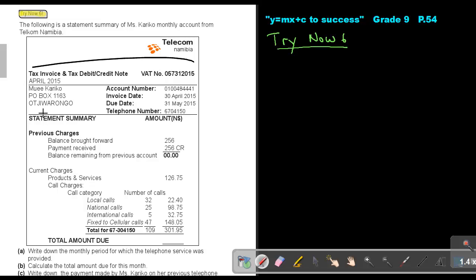It's April. It's Mrs. Kariku. And then this is the due date. It's May. Balance brought forward: it seems she paid everything. She doesn't have any outstanding. This is her fixed charge. This is her calls. And this is the total amount due, which we can work out. So write down the monthly period for which this telephone service was provided. And that will be April.